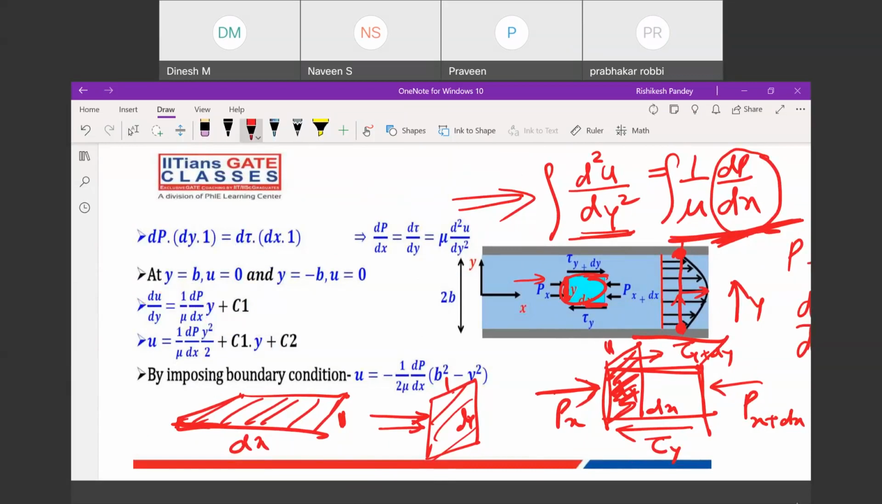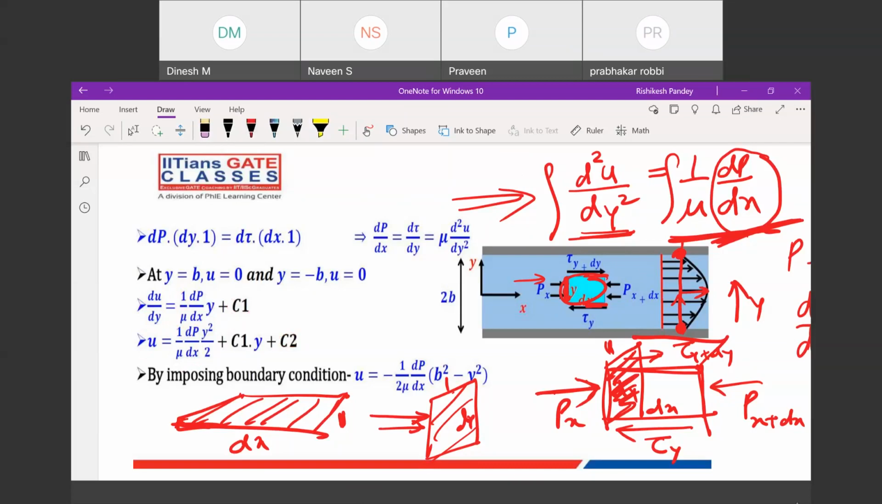Plus 1. Now again, as we want to calculate velocity, we'll have to integrate it one more time. If you integrate one more time, this will become u. This is constant, so 1 by mu dp by dx, and this will become y square by 2 plus c1 into y. Integration of this one will be c1 into y plus c2. Now we need to find the values of these two constants, c1 and c2.